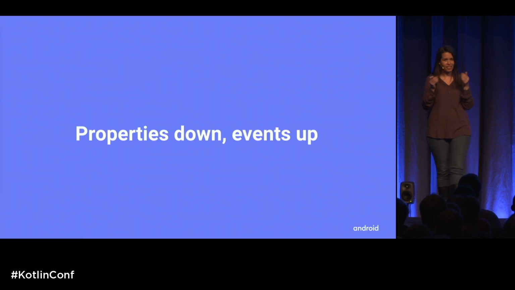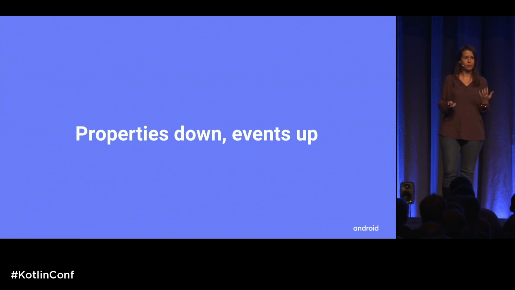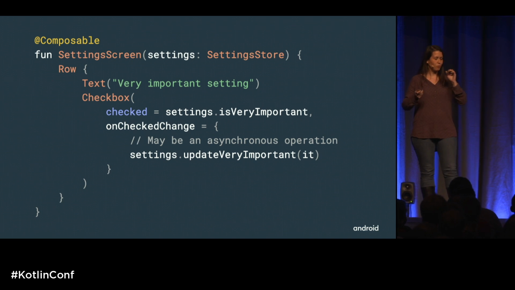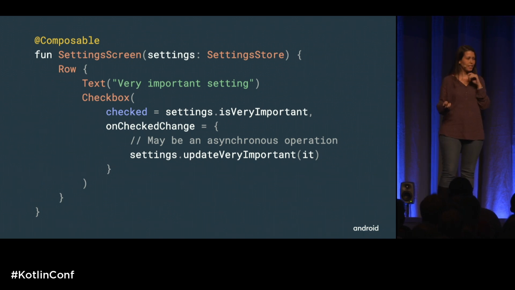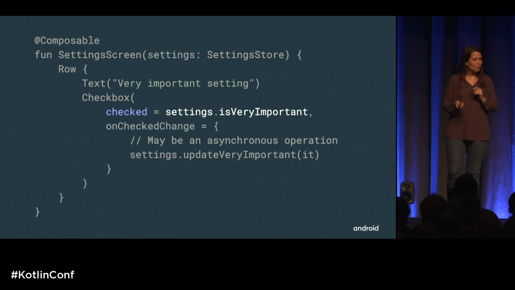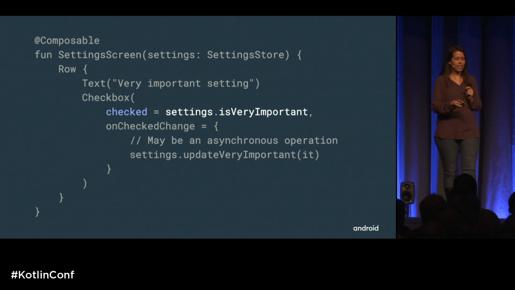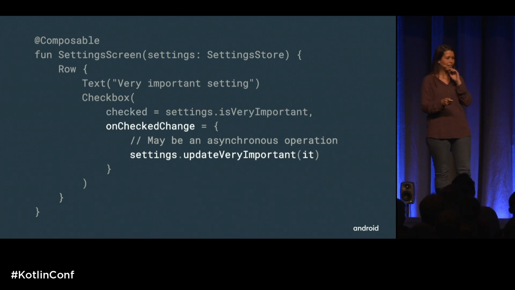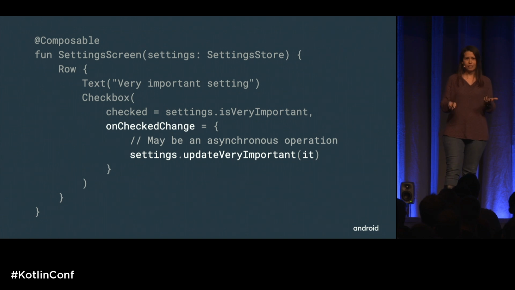This is very, very tightly related to another important principle, which is properties go down and events go up. To be able to do the single source of truth, as you saw, we had two things in checkbox. So say I've implemented a settings screen that is very simple. It has a label and a checkbox. The important thing is I will tie the checked variable to some source of truth. I may have some kind of setting store that is storing what my settings actually are. And I'll tie it to that value. And then in the lambda, I'll update that value.